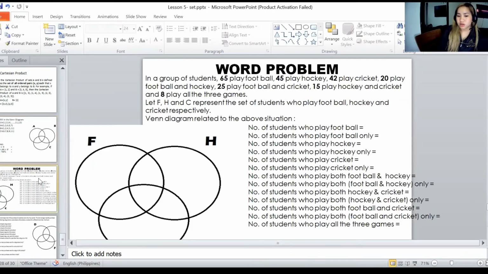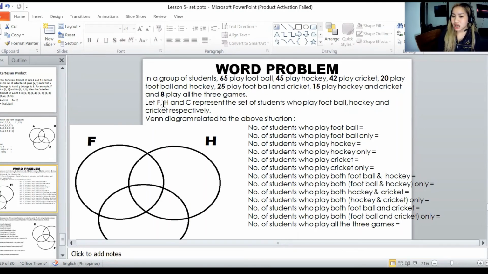So, next na tayo sa word problem. For the word problem, application na po siya ng set or ng Venn diagram. Meron na pong computation to and magko-compute kayo. So, for the word problem, we have in a group of students, 65 play football, 45 play hockey, 42 play cricket, 20 play football and hockey, 25 play football and cricket, 15 play hockey and cricket, and 8 play all the 3 games.